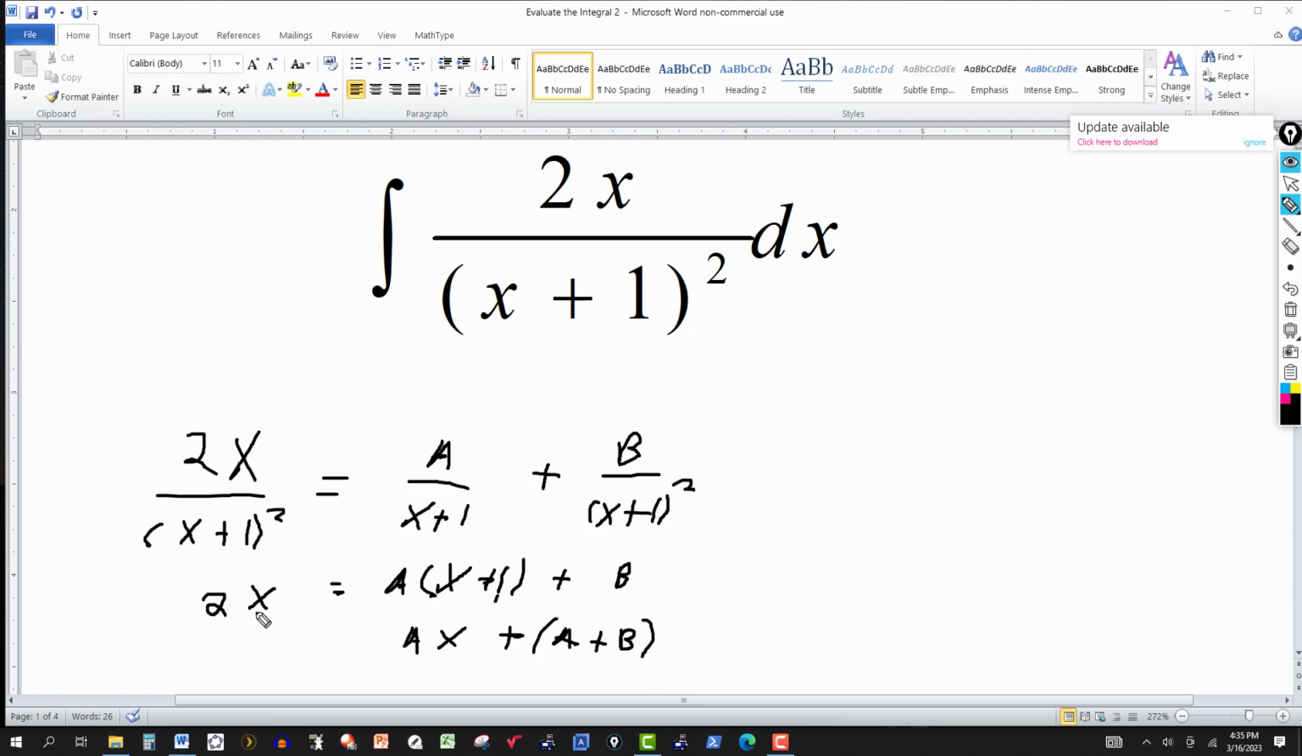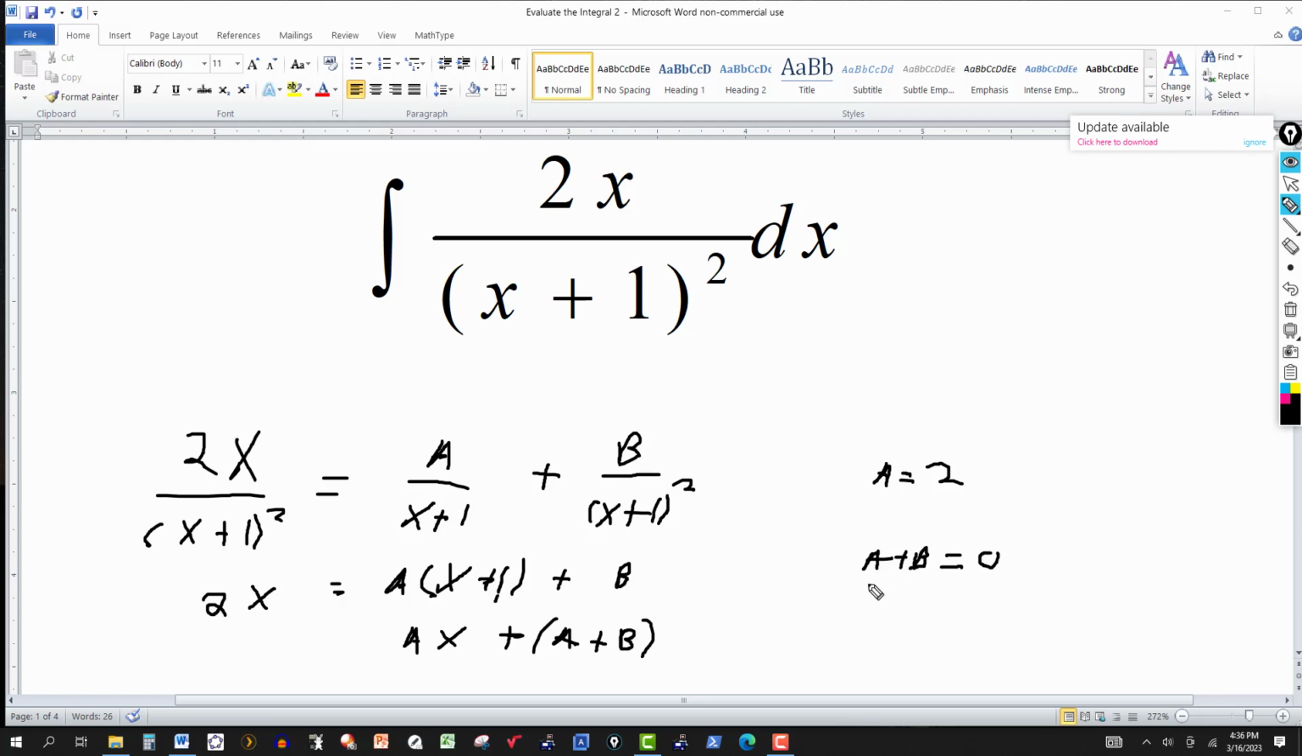And over here we have a first degree polynomial on the left side. The same thing on the right side. So the corresponding coefficients should be equal. The coefficient of x to the first on the left side is 2. On the right side it's a. So that tells me that a has to be 2. And a plus b is the constant on the right side. It has to equal the constant on the left side. Well, there's no constant there, so that's 0.